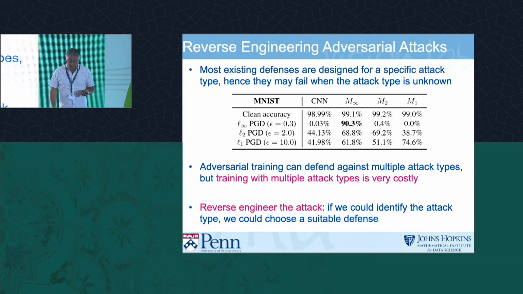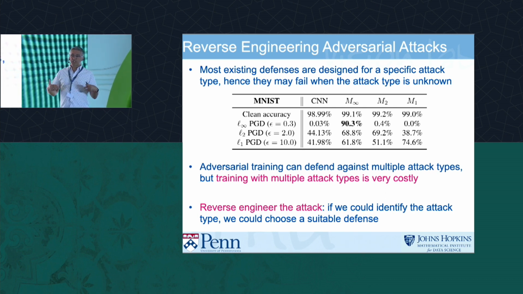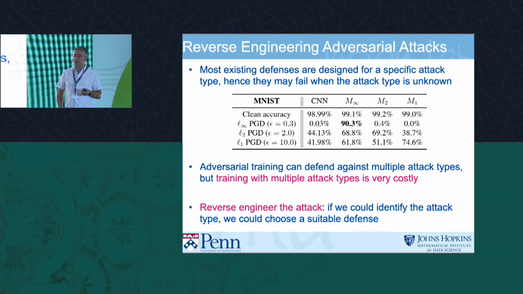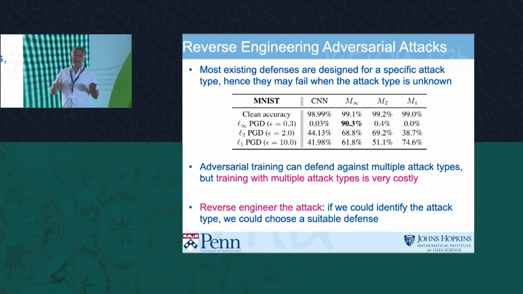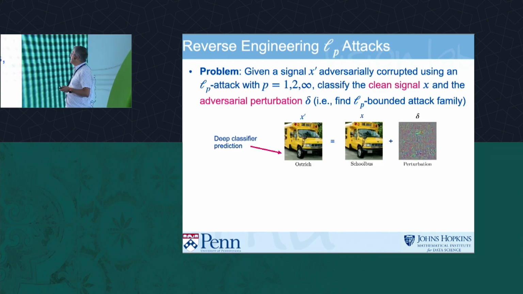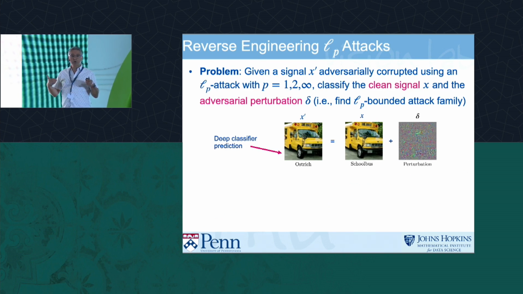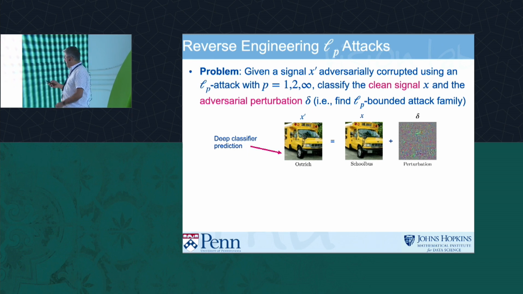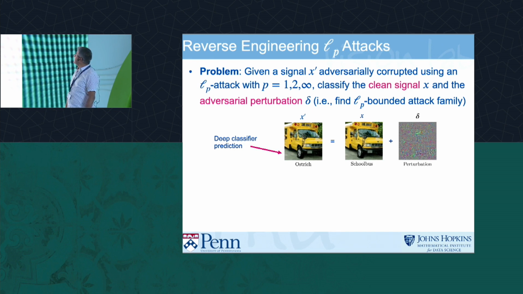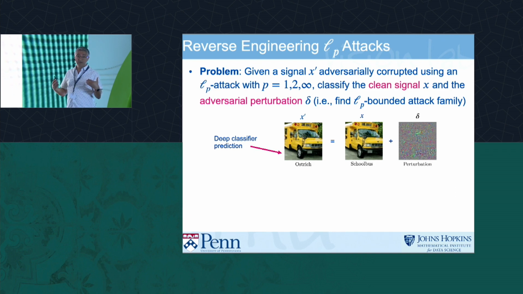So the goal of this work is to try to reverse engineer the process, because if I could figure out what the attack family was ahead of time, then I could potentially have a defense that is specifically targeted to that family. And more broadly, what we're going to do in this paper in particular is the question of whether we can do both at the same time. Namely, if you give me X prime, which is the attacked image, can I recover the clean signal? And can I recover the attack?